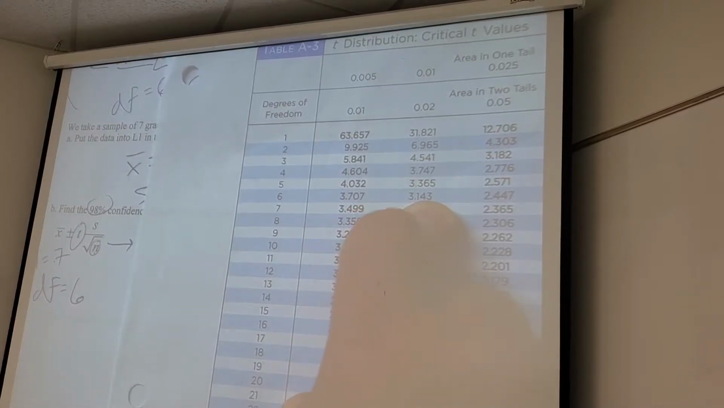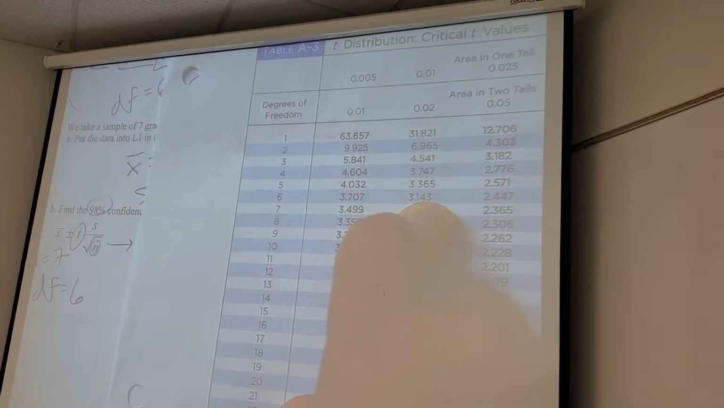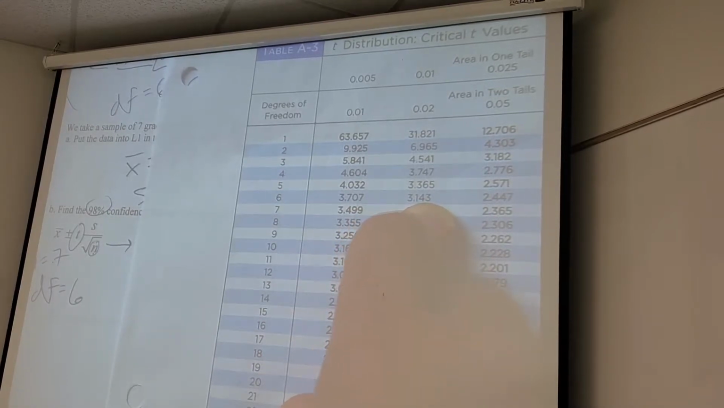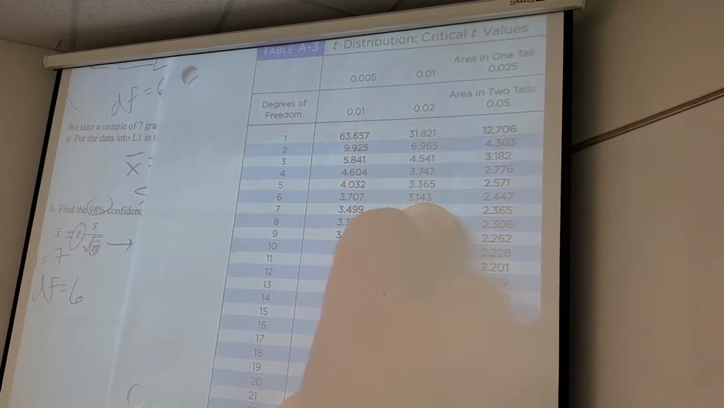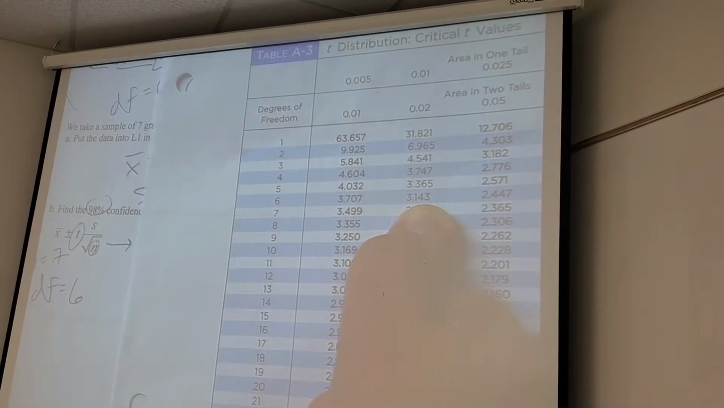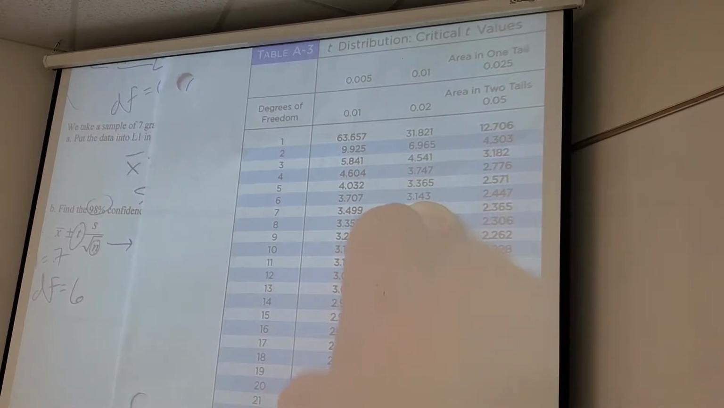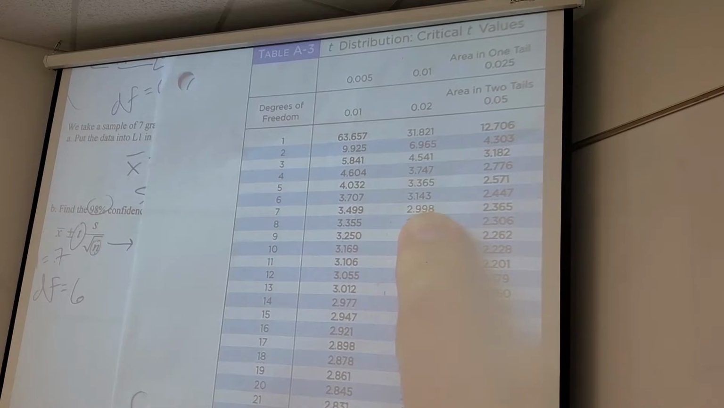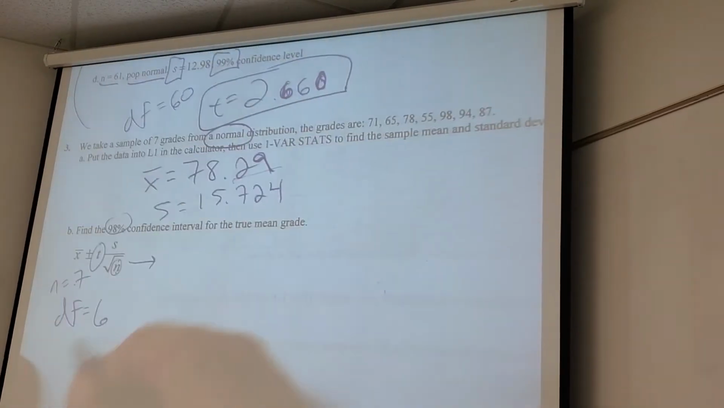That's pretty big, right? You guys understand what I'm saying? If that was a z-score, that's 3 standard deviations away. Why is it kind of big? Because our sample's so small, so we're really not sure about our S. So I've got to make my interval even bigger to make up for that. Some of you guys look like you want to hurt me, but I'll be all right. So 3.143.